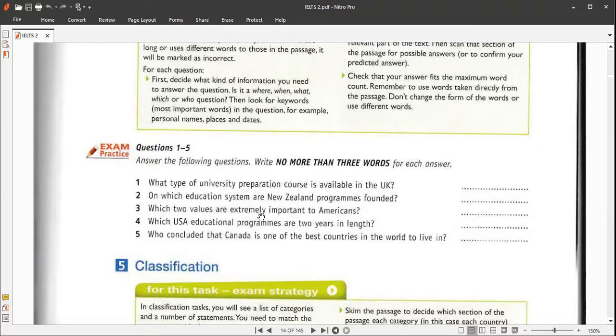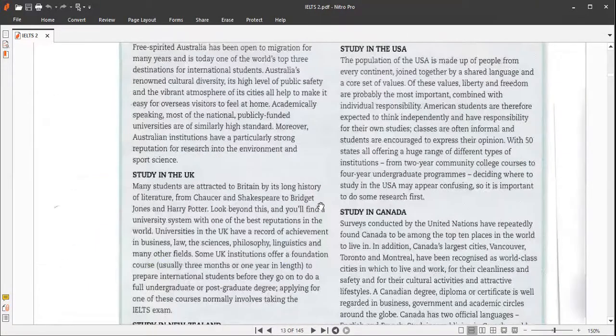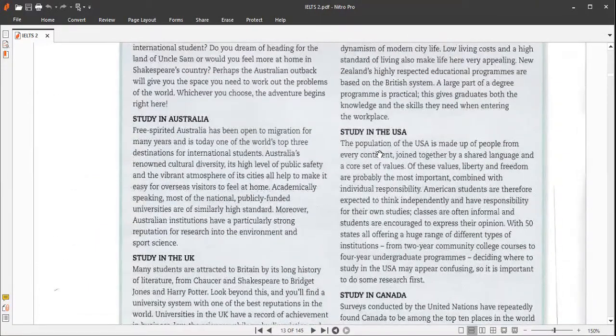Which two values are extremely important to Americans? Two values. It's very specific. You have to look for two values, and you should answer no more than 3 words. Two values important to Americans. American, so it's the USA.